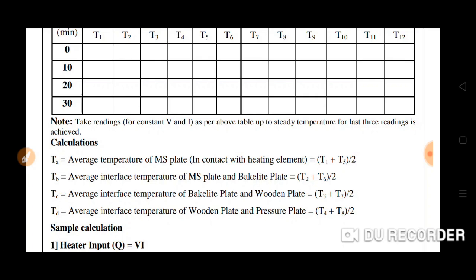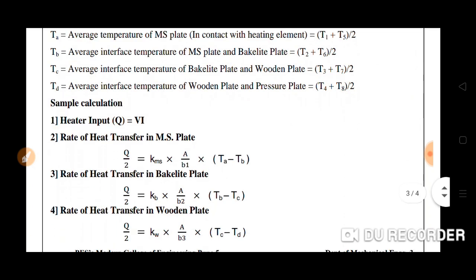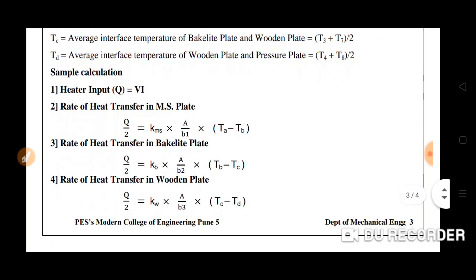Similarly, T_B is the average interface temperature in between mild steel and bakelite, so it is T2 plus T6 divided by 2. Again, the average interface temperature of bakelite plate and wooden plate is T3 plus T7 divided by 2. Then the average interface temperature of wooden plate and pressure plate is T4 plus T8 divided by 2. So that we have to follow. Then you can see the sample calculation.